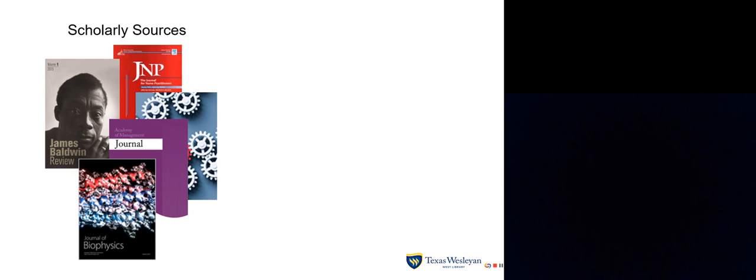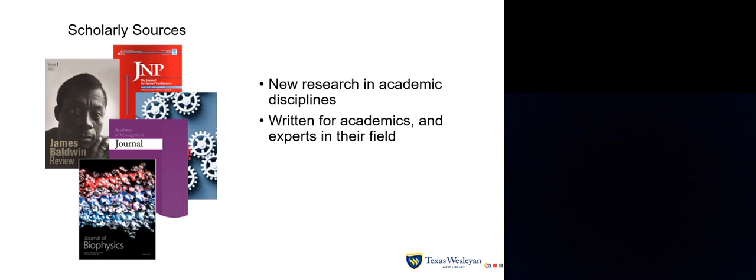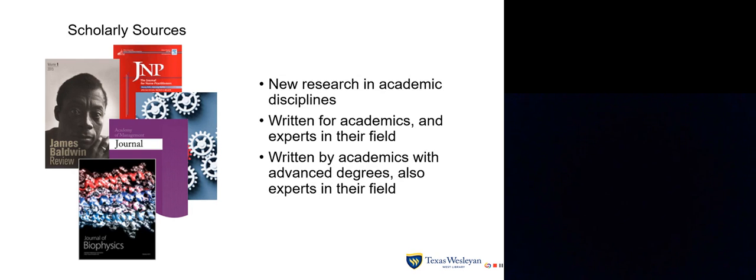Scholarly sources contain new research or discoveries from various academic disciplines. Scholarly sources are written for academics or experts in a certain field. For example, researchers or university professors. These sources are written by other experts in the field who commonly have advanced degrees.